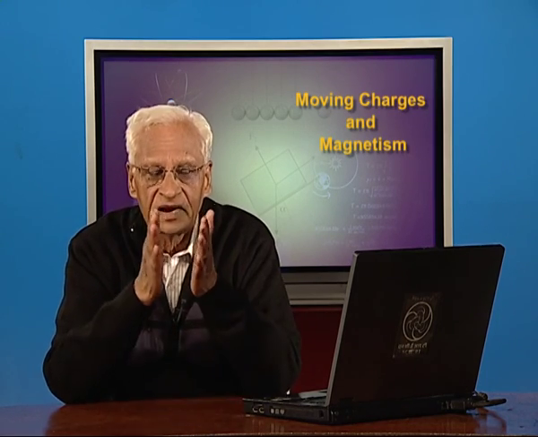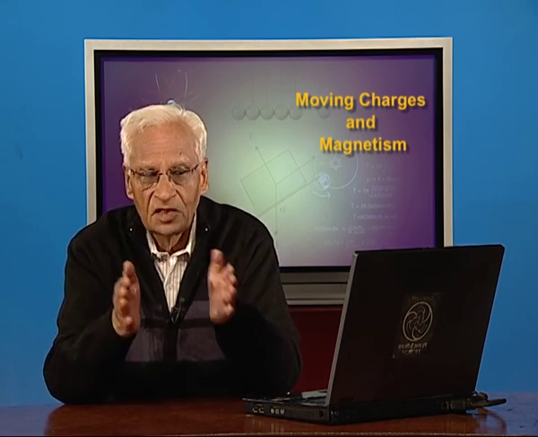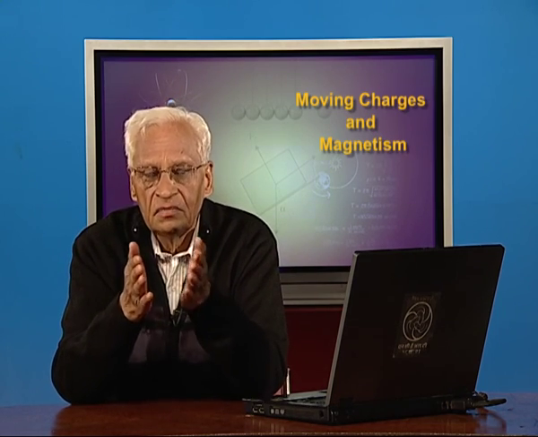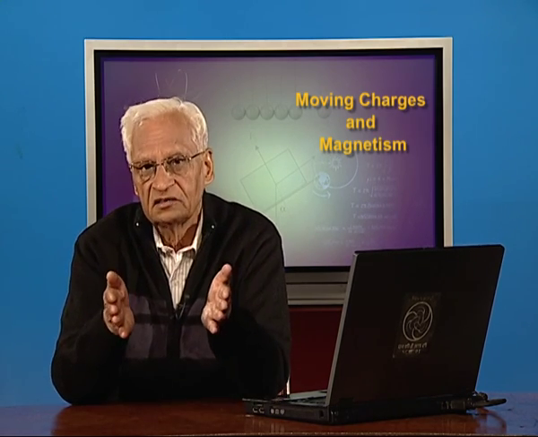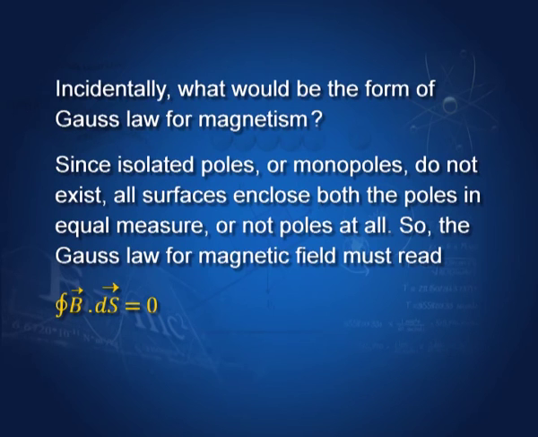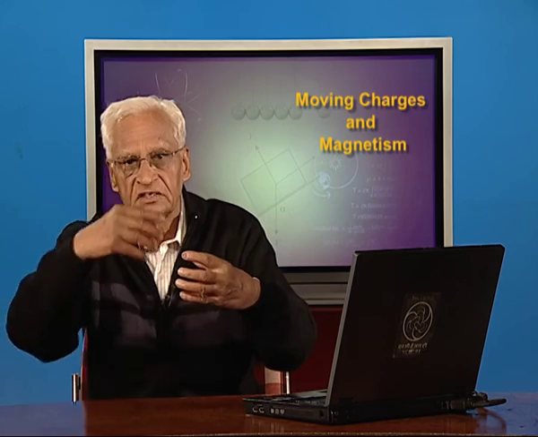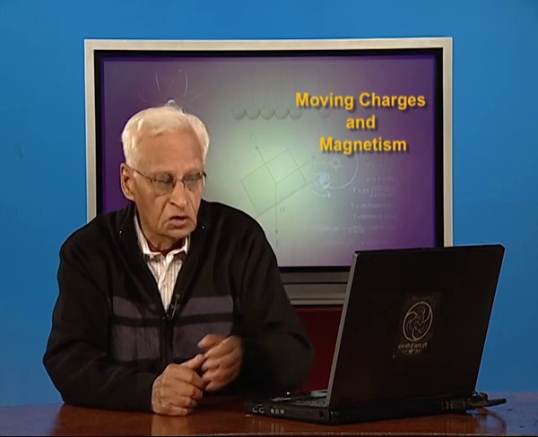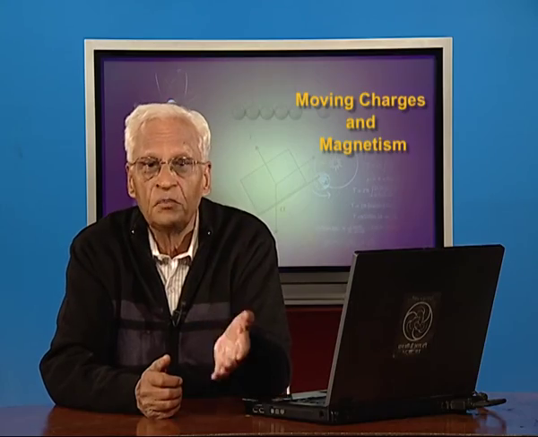We have seen that each magnet must have two poles. A single pole does not exist. Therefore, no surface can be found which encloses two kinds of poles which are not equal in strength. So, therefore, the right hand side is 0 and B dot ds is equal to 0. That means, the number of lines of force entering a surface is equal to the number of lines of force leaving the surface. It also means that magnetic field lines form closed loops which have no beginning and no end.